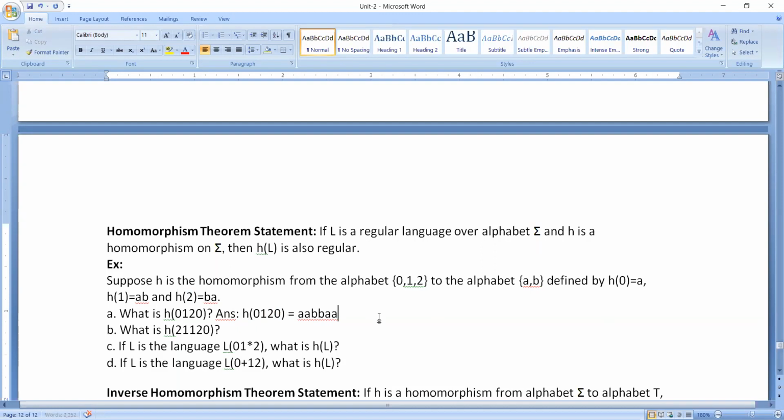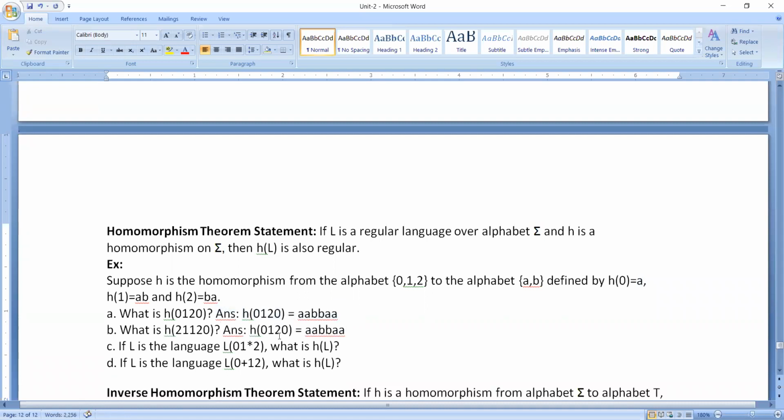Understood? Now what we have done over here is the substitution of the symbols. Wherever we have a symbol called 0, that symbol 0 will be substituted with its equivalent string belonging to the language L. Once we do the substitution, this is the corresponding homomorphic string of this input string 0, 1, 2, 0. Now let's do the same for the second one also.